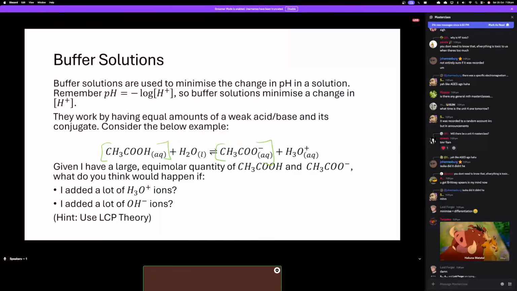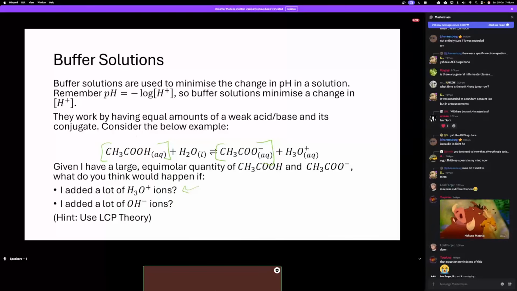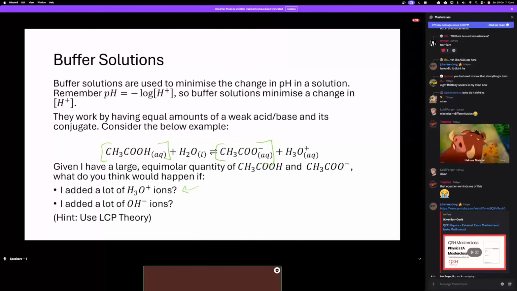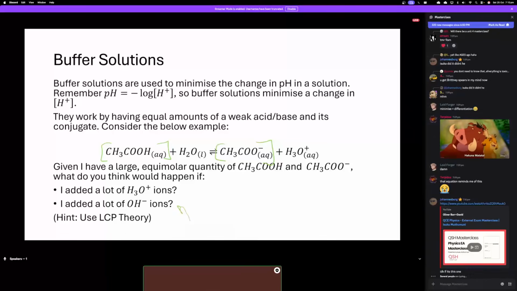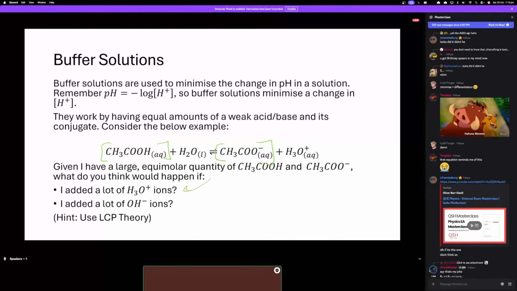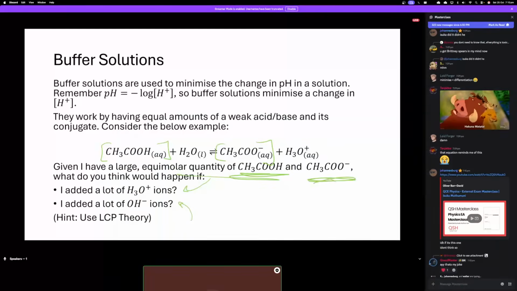But in this case, in the example I just said, what will happen if I add some H plus ion or H3O plus? And what will happen if I add OH minus? I'll give you guys a second to think about that. What do you guys think will happen if I add each of these to this solution when I have a massive amount of this and a massive amount of this when they're equal? Just have a little think.